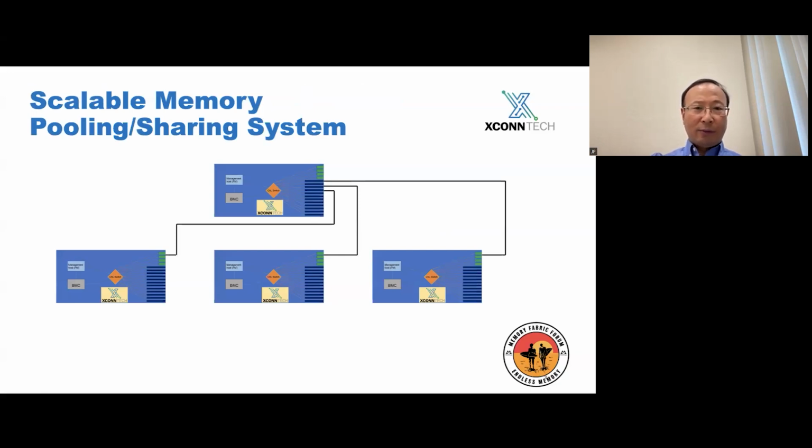We also mentioned the XConn switch also supports a simple fan-out cascading. In this diagram, you see it's a 2-level switching. At level 1, the switch connects to 3 level 2 switches. The advantage of this kind of cascading is you can build an even bigger memory pool because there are more downstream ports to connect to the CXL memory devices.